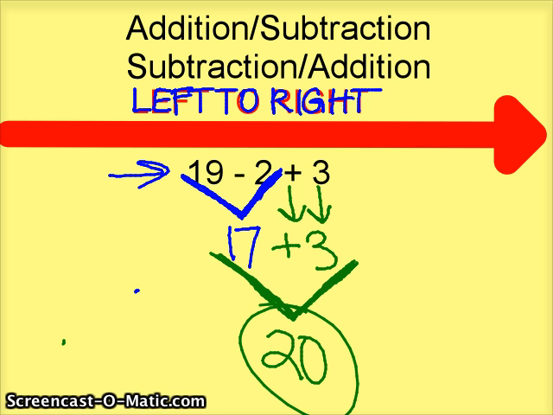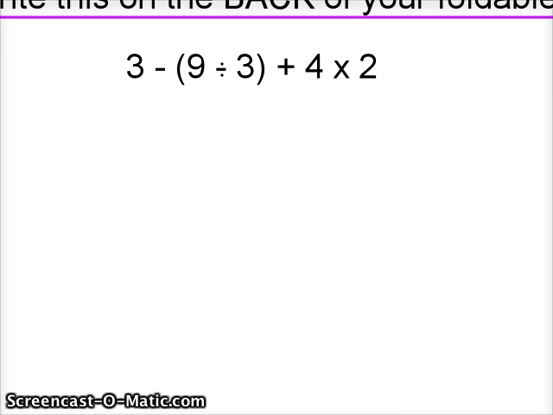Now, quickly, I'd like you guys to go ahead and write this problem on the back of your foldable. Okay? Go ahead and write this one down. 3 minus, in parentheses, 9 divided by 3, plus 4 times 2. Write that down.